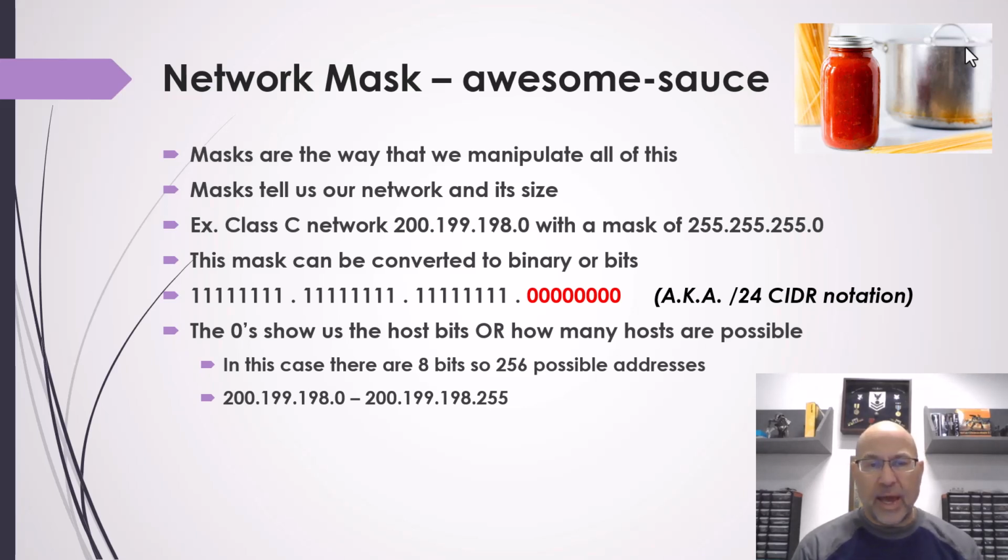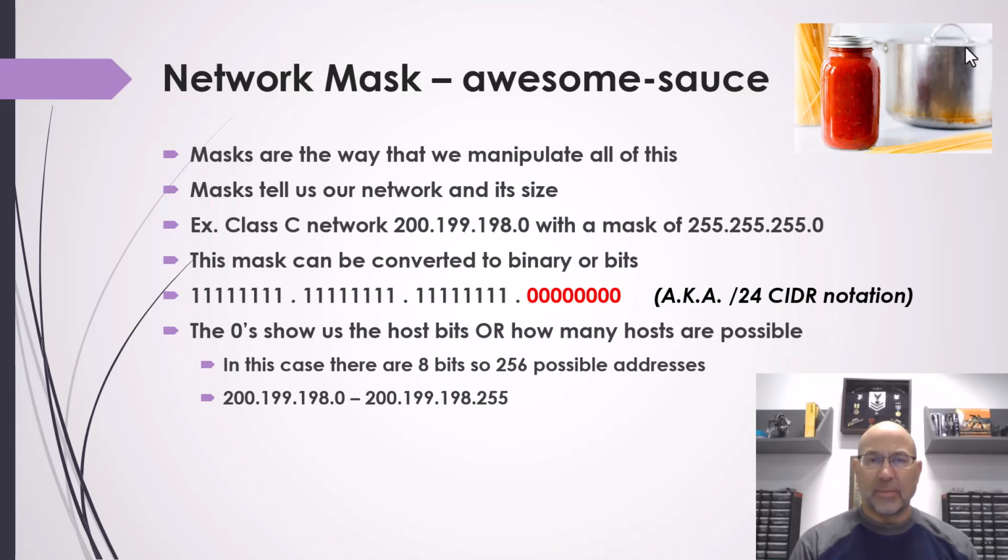So as an example, we have a Class C network, 200.199.198.0, and it has a mask of 255.255.255.0. Now, this is a Class C network, so that's the default mask. Now, the way to think about masks is that you have to realize that when you're looking at all those 255s, it's actually binary. So the binary version of the mask is 1.1.1, and so on, until you get to the all zeros. Another way to write this mask would be /24. We count up the number of ones and we write /24. That's called CIDR notation, and you'll see that quite a bit.